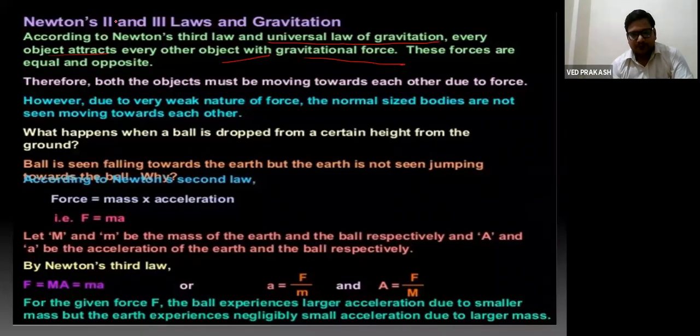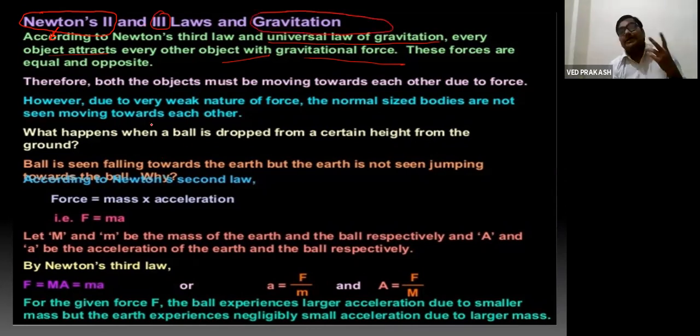So Newton's second law is about force and change in momentum. What does Newton's second law state? It states that the force applied on any object is proportional to the rate of change of momentum of that object. And what does Newton's third law state? Every action has an equal and opposite reaction. And what is the universal law of gravitation? It is the force of attraction between any two objects having mass.